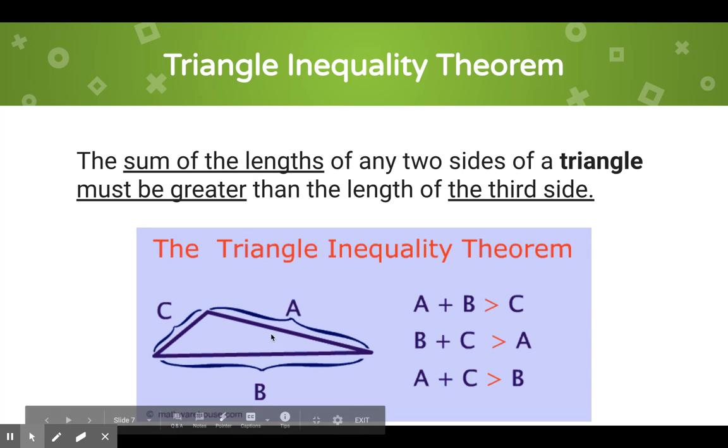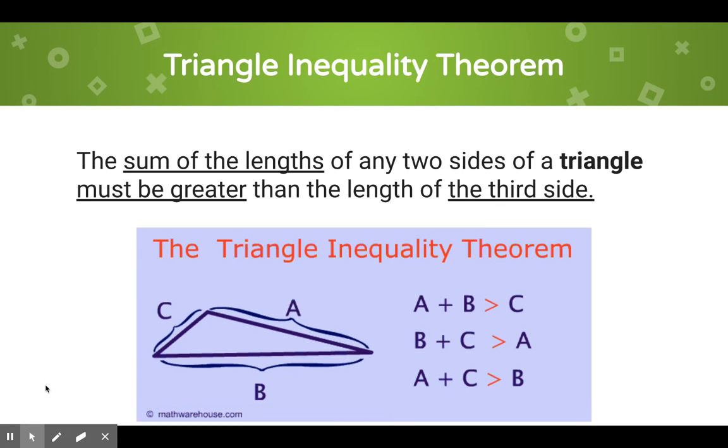So if you take sides A and B, whatever they are, when you add them together, it has to be bigger than whatever C is. If you take C and B, if you add those two together, they have to be greater than whatever A is. Same thing with AC. If you add AC together, it has to be bigger than whatever B is. No matter what, you cannot create a triangle if it does not fit this theorem.